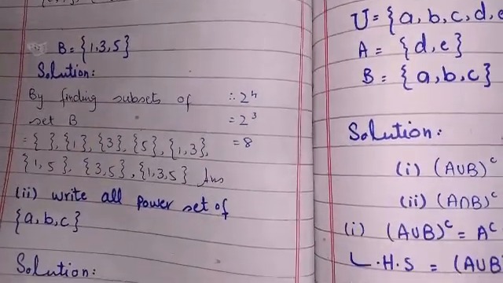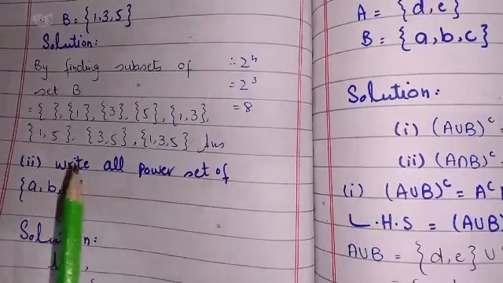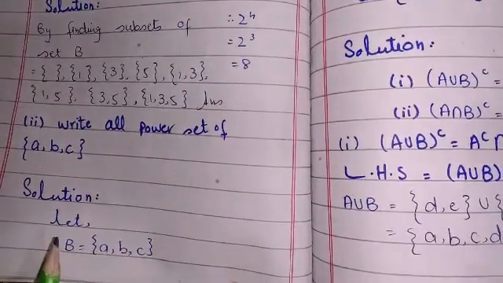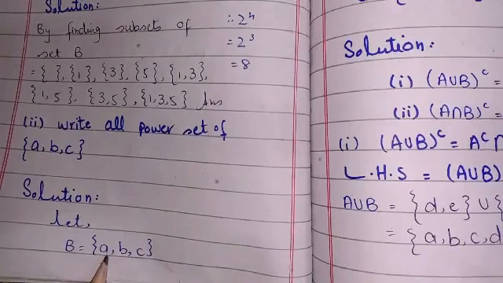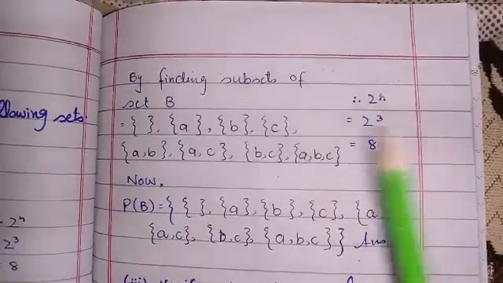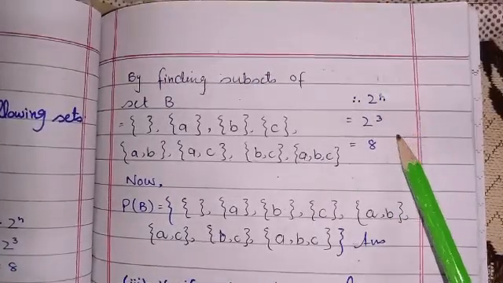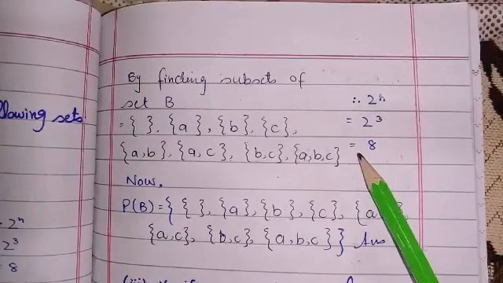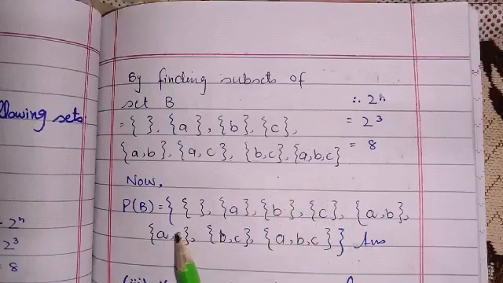Now students, here is our part 2. Write the power set of set A, B, C. First we will name it, let B is equal to set having elements A, B, C. Now students, first we will find the subsets of set B. Here we use the formula 2^n to find the number of subsets. Here we go, here we have 8. So we will find the 8 subsets of the given set B.